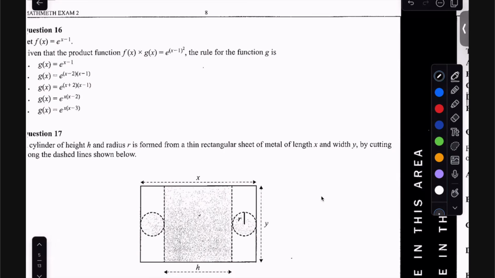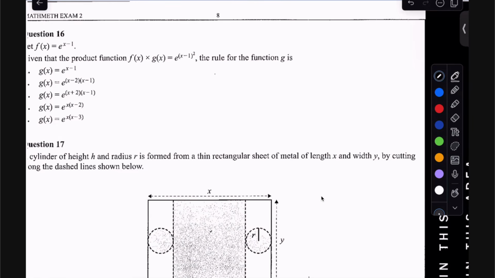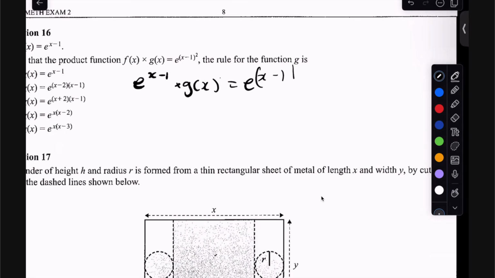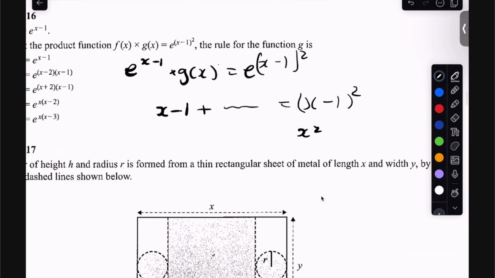16. Given that the product function f times g is equal to that, then the rule for the function g is, and f of x is that. So f of x is e to the x minus 1, and times by g of x is equal to e to the x minus 1, all squared. Now we can add the powers. So we want x minus 1 plus something gives me x minus 1 squared, and that's going to be the power. So that's x squared minus 2x plus 1.